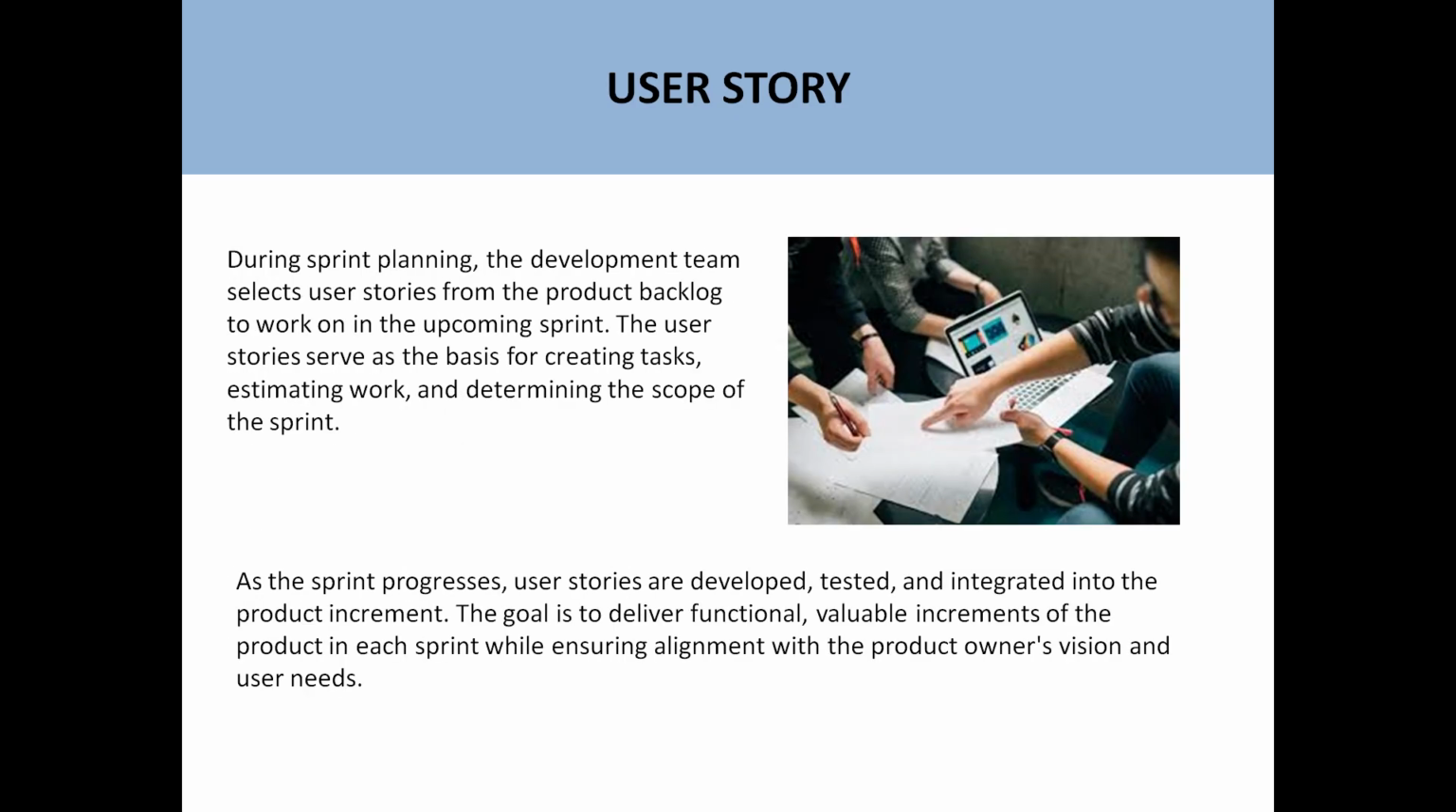During sprint planning, the development team selects user stories from the product backlog to work on in the upcoming sprint. This is a normal practice called the sprint planning meeting. The user stories serve as the basis for creating tasks, estimating the work, and determining the scope of the sprint. All the decomposition of tasks is based on the user story, and the estimation of a user story, meaning how much time is required to complete a feature and how much complexity there is, also depends on the user story.